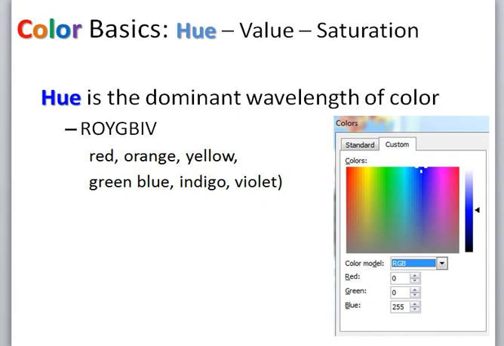So when we talk about color, we talked about choropleth mapping, choropleth maps having one hue, but different saturations of that hue. So the hue is that dominant color: red, green, blue, orange. It's the colors of the electromagnetic spectrum and the visible light, Roy G. Biv.